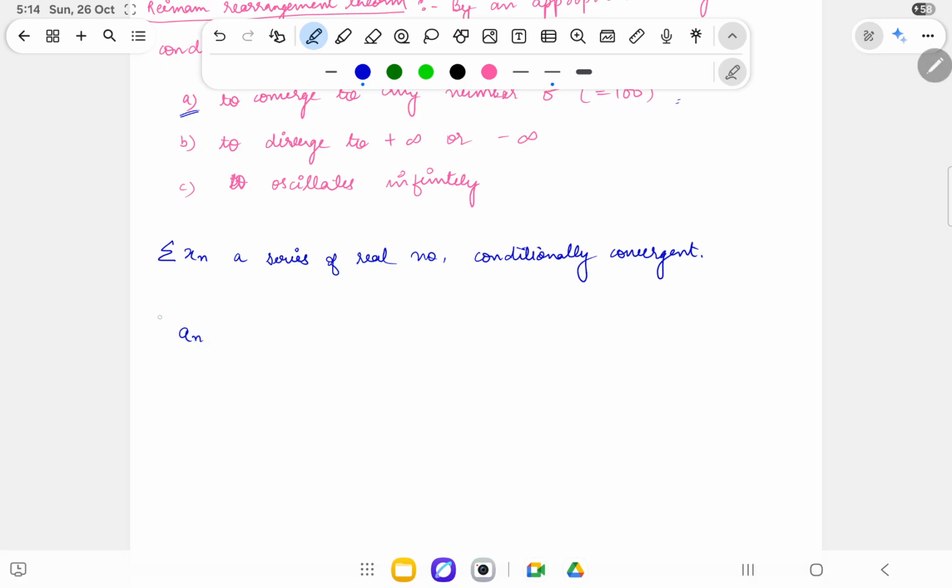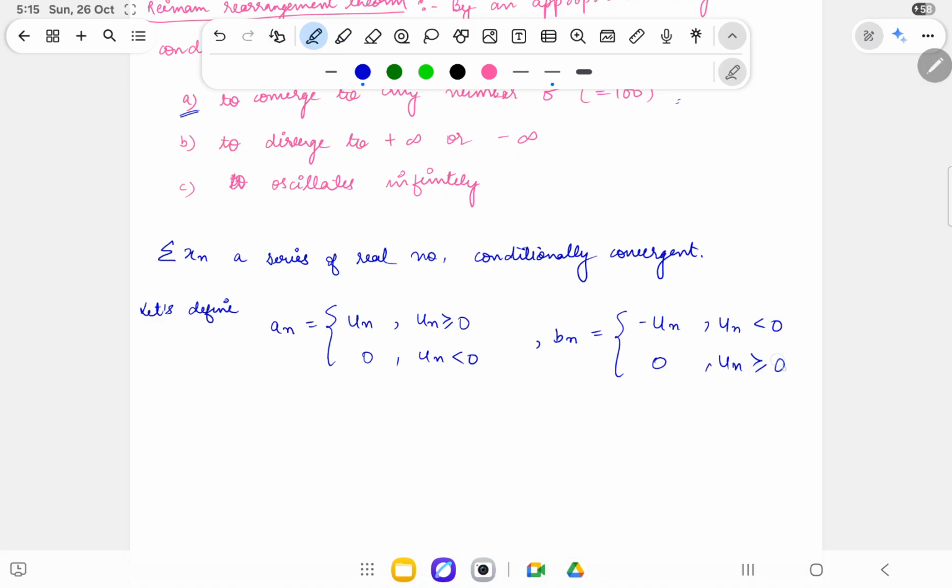So we are defining an as all those terms un such that un is greater than or equals to 0, and 0 where un is less than 0. So we defined another series which contains un for all those n's where un is greater than 0, and 0 at those places where un is less than 0. And we are defining bn as minus of un where un is less than 0, and 0 where un is greater than or equals to 0.